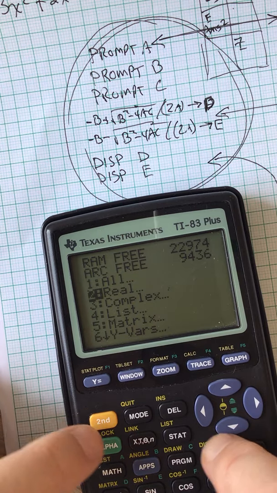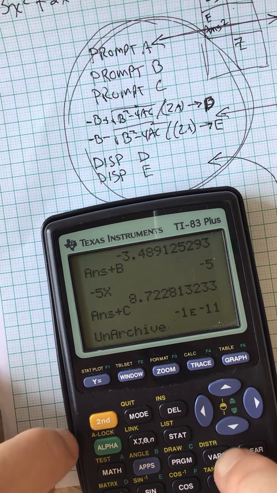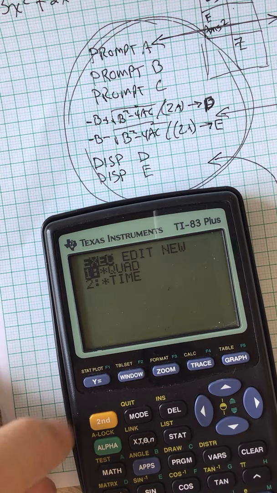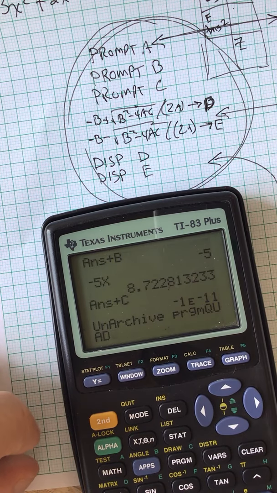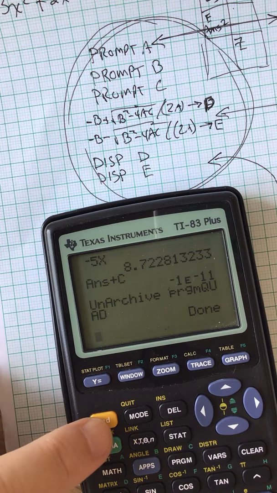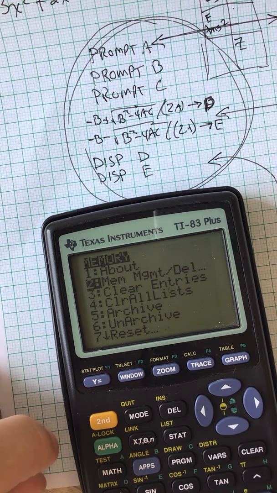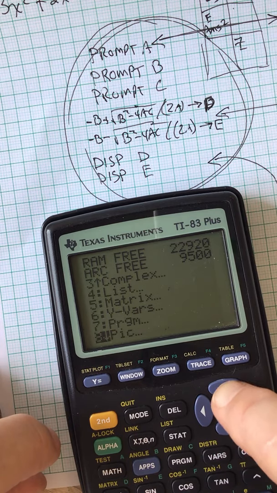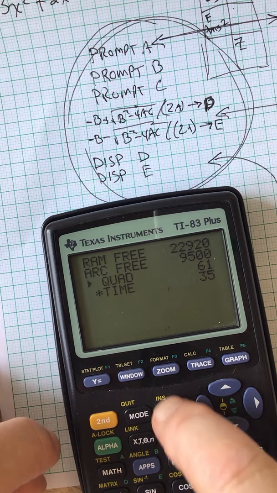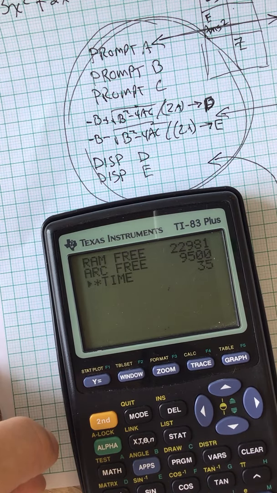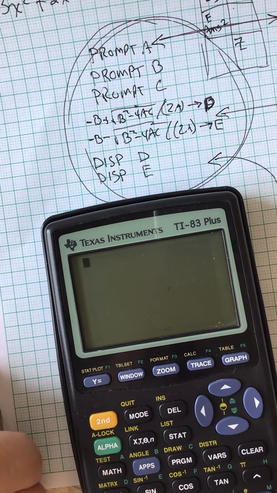Let's see. I need to unarchive it first. See, I'm going to call it quad, and I already have that in there. So I'm going to go delete quad so I can build it with you right now. So I'm going to go to memory, delete a program called quad. Okay, don't have quad.